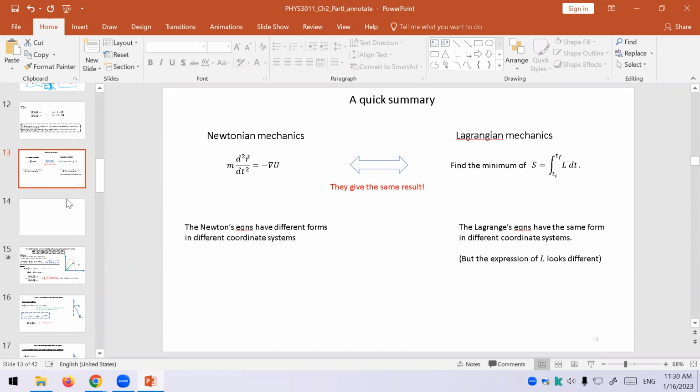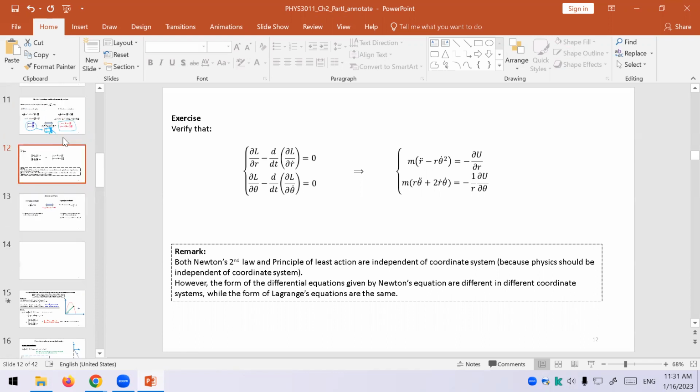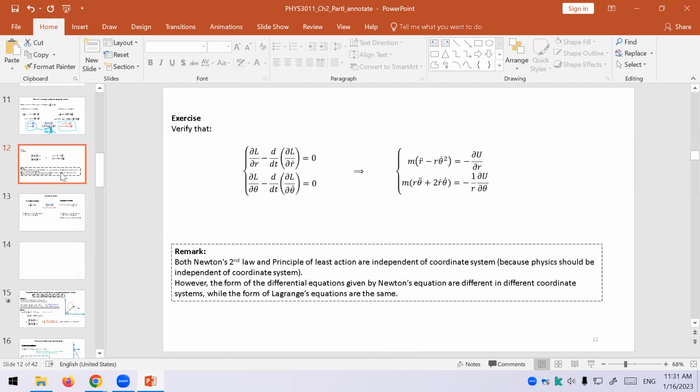And what I also told you last time is that when we use different coordinate systems, Cartesian or polar, the form of Newton's equation would be different. However, the form of the Lagrange equations would be independent of the coordinate system that we use.